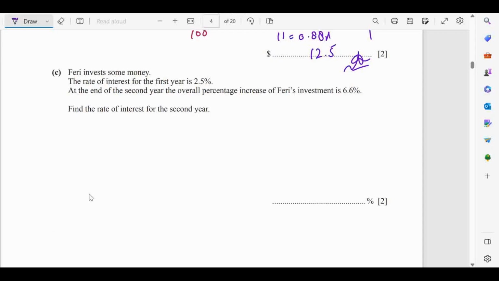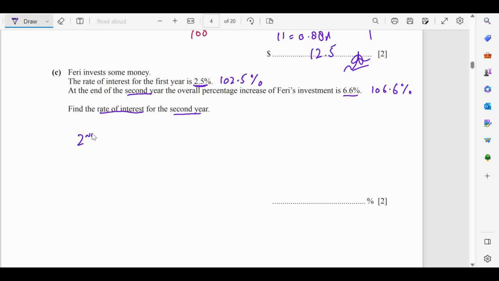Ferry invests some money. The rate of interest for the first year is 2.5%. So as we can see that this is the rate of interest on the amount of the investment. So it means that this will be 102.5%. At the end of the second year, the overall percentage increase of Ferry's investment is 6.6%. So it means this will be 106.6%. Find the rate of interest for the second year.